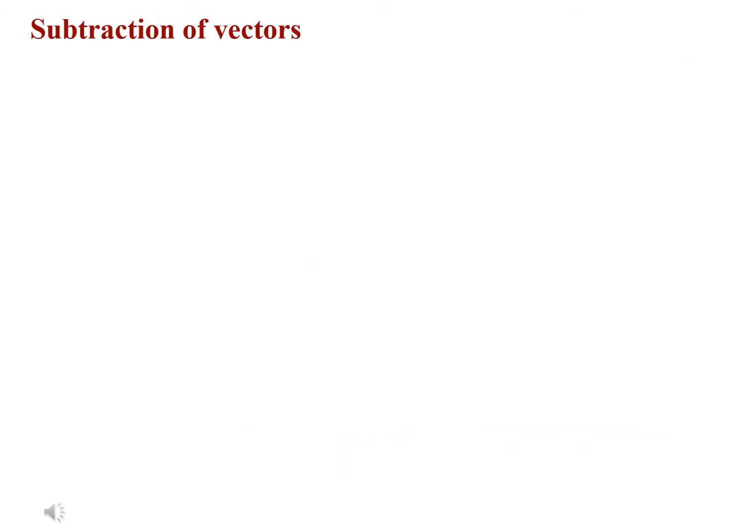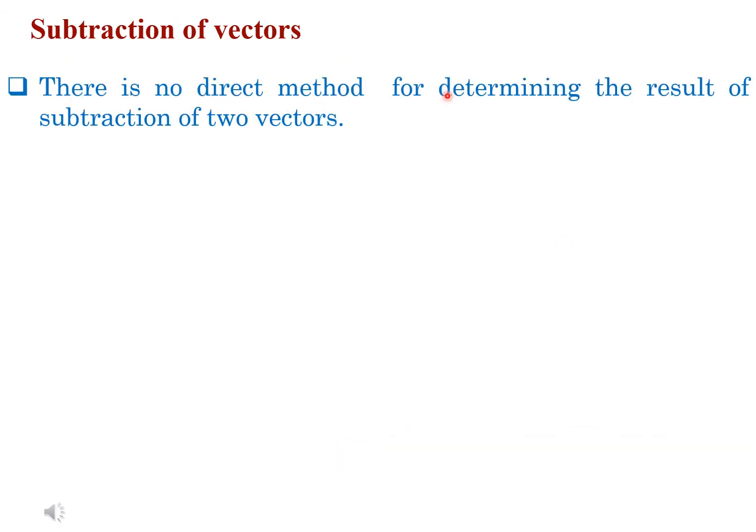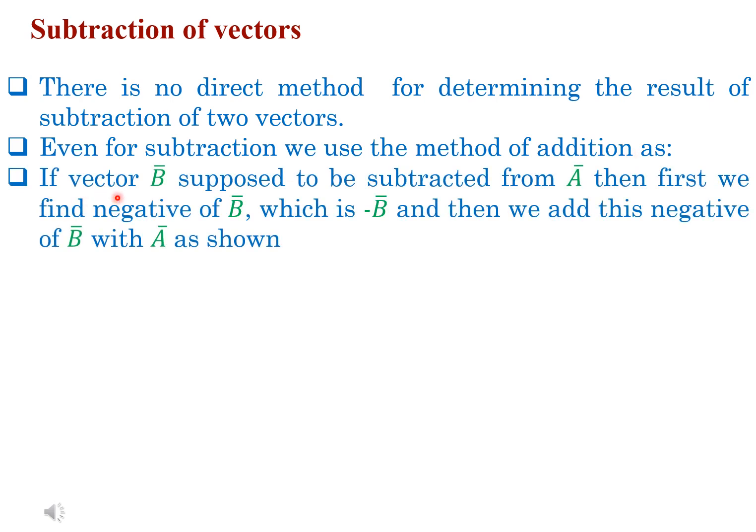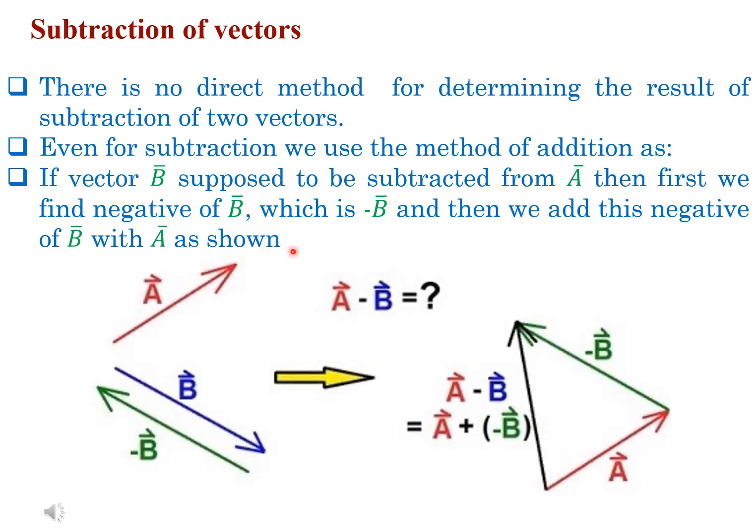Subtraction of vectors. There is no direct method for determining the result of subtraction of two vectors. Even for subtraction, we use the method of addition, as if vector B is supposed to be subtracted from vector A, then first we find negative of vector B, which is minus vector B, and then we add this negative of vector B with A vector as shown in this figure.